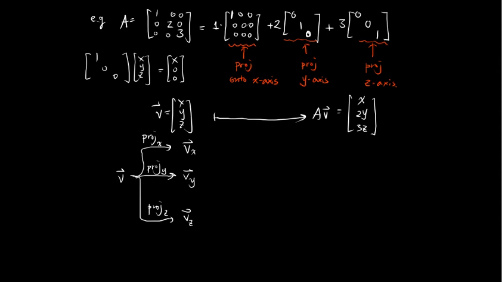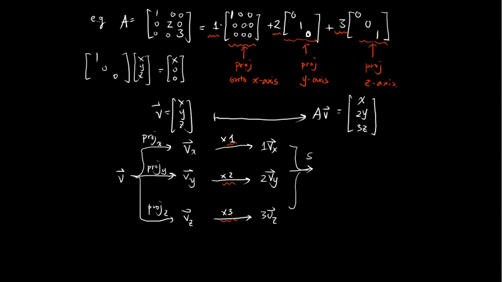And after that, you have to multiply by the scalar. This one will multiply by 1. This one will multiply by 2. This one will multiply by 3. So you see these numbers actually come from these numbers. After that, you will get just one copy of Vx, and two copies of Vy, and three copies of Vz. And after that, you do the sum. You get A times V.